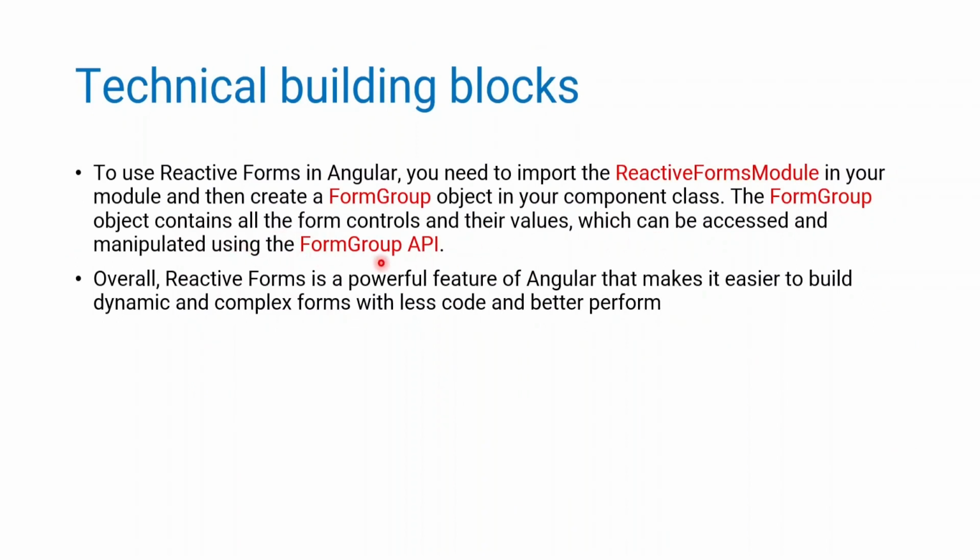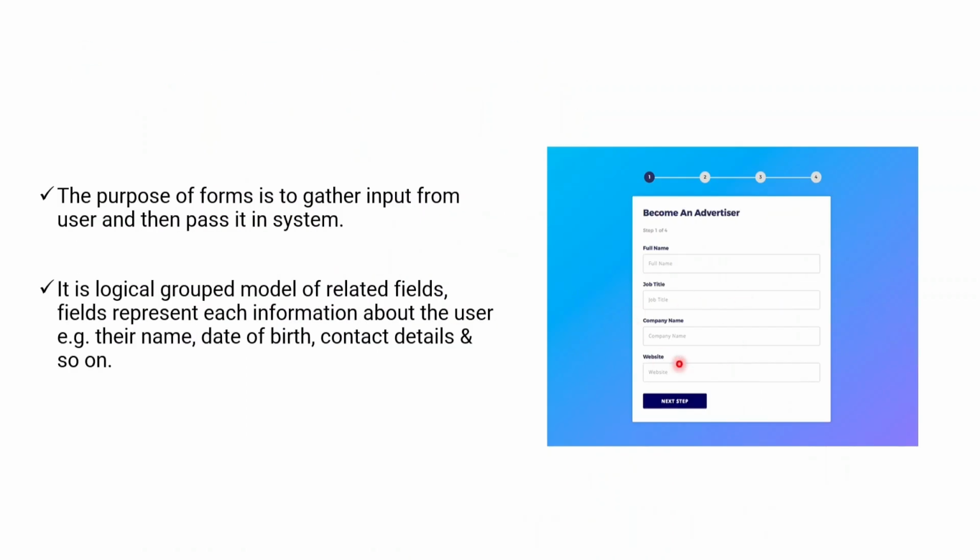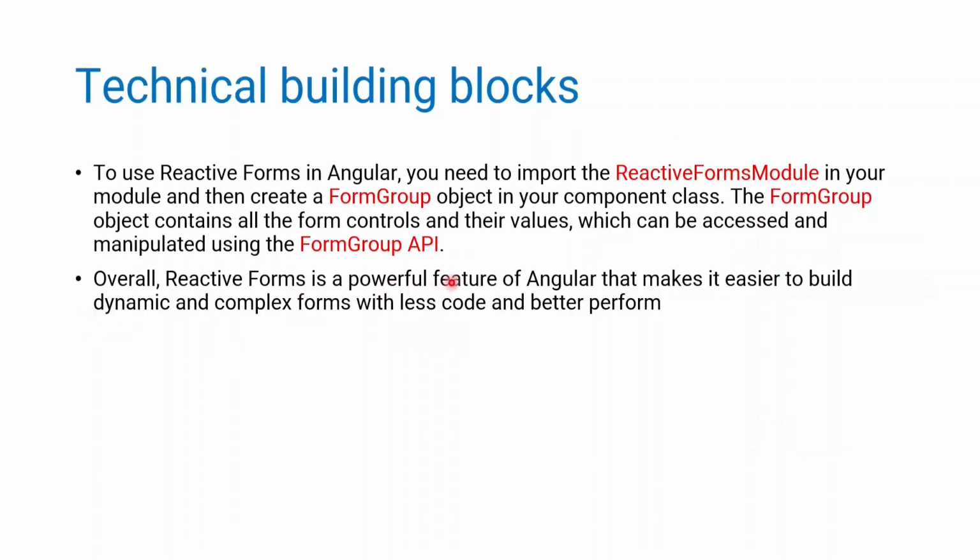Then the form group API is something using which we can manipulate the values. What I mean by manipulating values is, if I want to put some placeholder, like in this case I have job title as a placeholder, or if I want to bind some value which will be displayed there by default, I can do that with the form group API. So that's where the form group API allows me to play around with the values. Overall, reactive forms is a powerful feature of Angular that makes it easier to build dynamic and complex forms with less code and better performance, and that's what a developer wants.